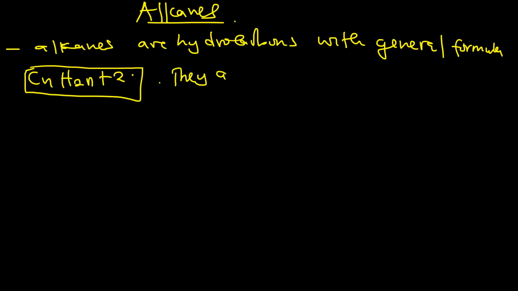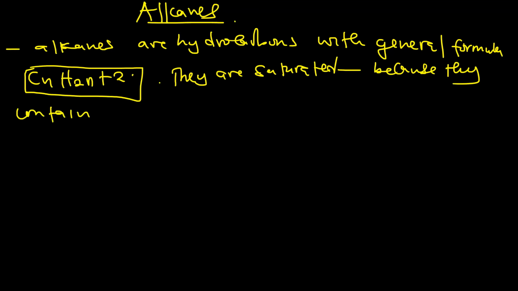Now, what does it mean that they are saturated? These are saturated hydrocarbons. And by the way, alkanes do not have a functional group. They are saturated hydrocarbons because they contain carbon to carbon single bonds, and that is the reason why they are saturated.